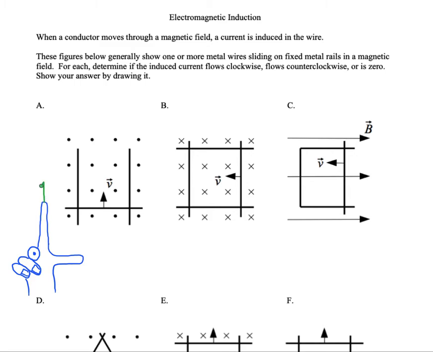So the pointer finger is the velocity of the wire. The middle finger is the magnetic field direction. And the result will be the force. Now this will be the force on positive particles. What this does is it makes positive charges in the wire want to move to the right, and negative charges in the wire would want to move to the left.